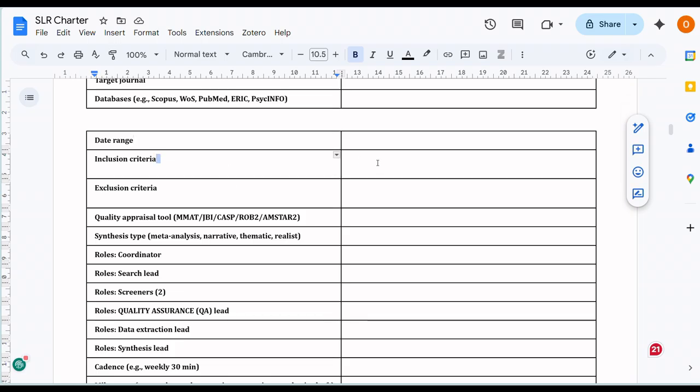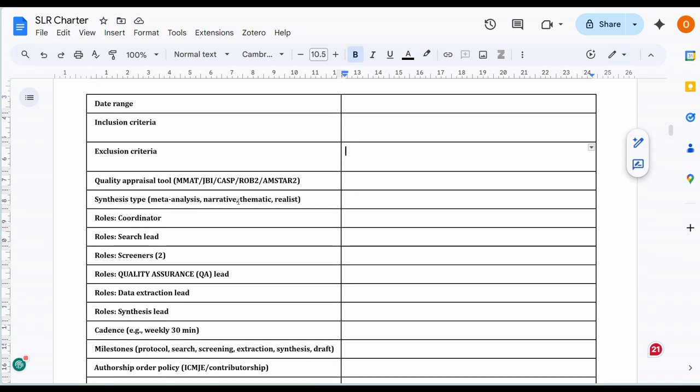Inclusion criteria, we will define the inclusion criteria here. Exclusion criteria, we'll define it here. Then quality appraisal tool, which one are we adopting? Are we doing a systematic review alone, for which you can use MMAT or CASP, because CASP has tools for any form of review you want to do. MMAT also covers that. Are you doing a form of synthesis?